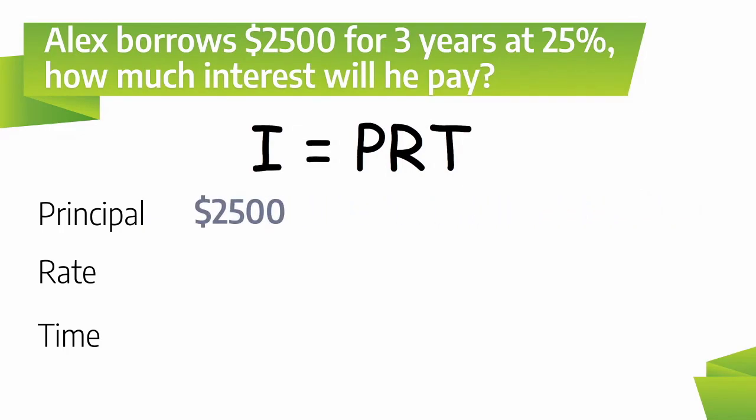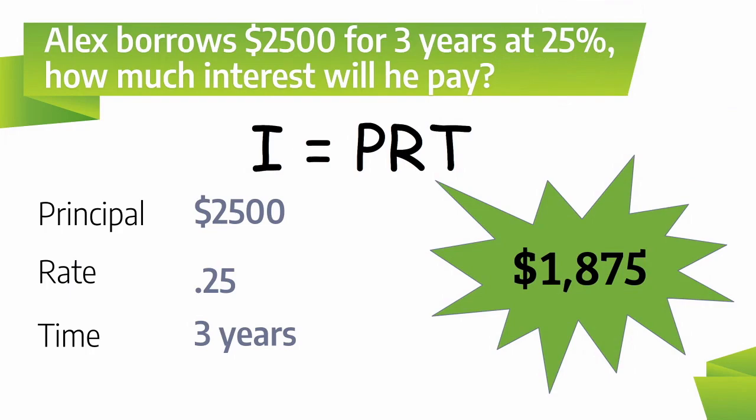The rate expressed as a percent will be 25%. And then how long will they give him to pay it back? 3 years. Now we have to convert the percentage to a decimal, so we turn 25% to 0.25. And now you multiply. So the cost for borrowing money will be $1,875. That's how much Alex will pay in interest.